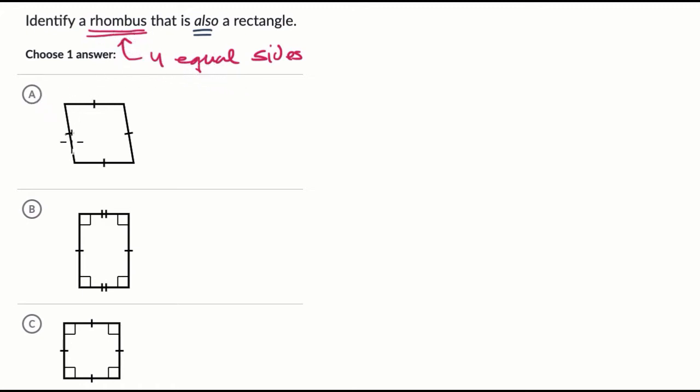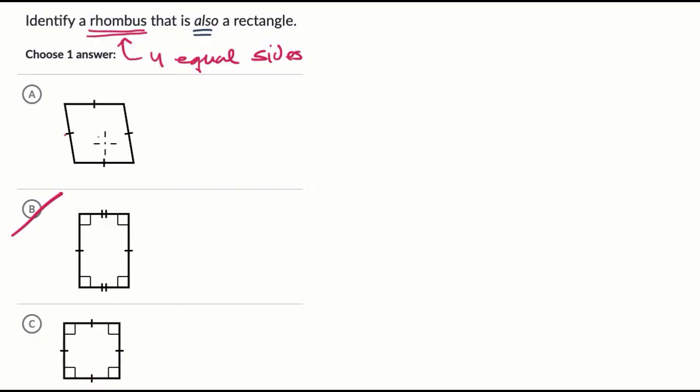Well, choice A is definitely a rhombus. All 4 of these sides are the same, so that one looks good. Choice B is clearly not a rhombus. These 2 sides are the same, but then these other 2 sides are potentially different. And so I will rule choice B out. Now choice C is a rhombus. All 4 sides are the same.